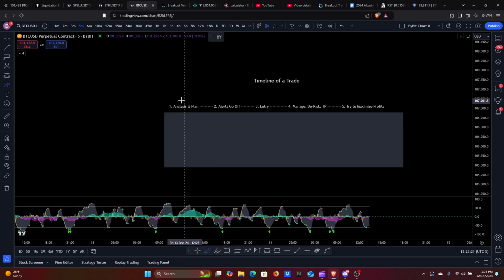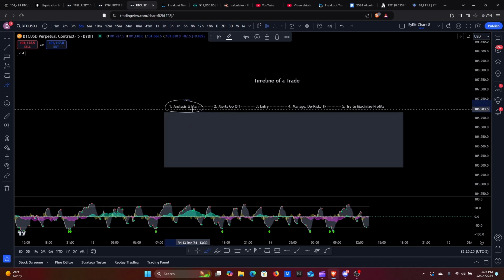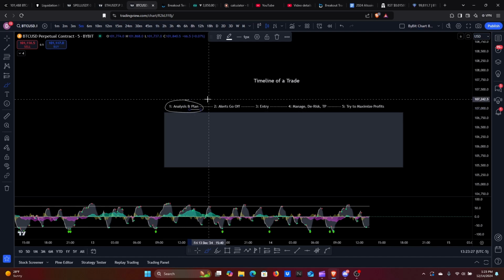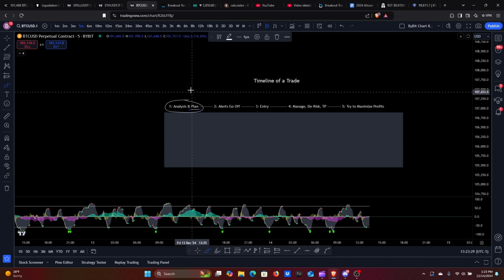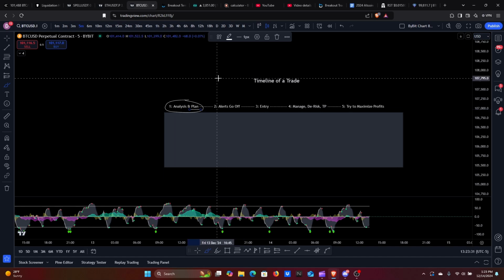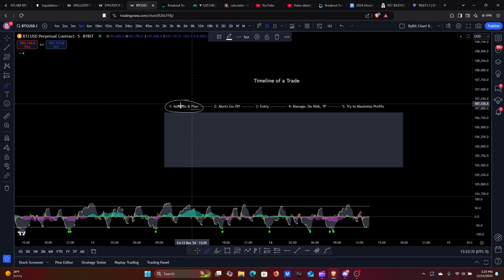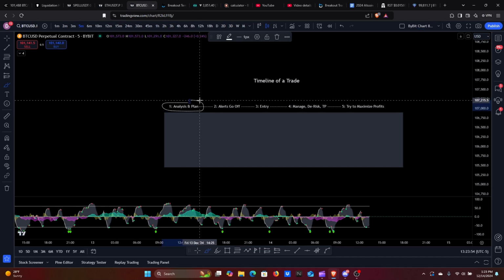So every trade, I would say, regardless of if I plan for it way ahead of time or if I just get to the charts and look at the price action, analyze it, and decide that there's a trade I want to take in the short term, I'm still going to plan for it, even if I'm only planning like 5 minutes ahead. Every trade starts off with analysis and planning. So I do my analysis, I decide what trade ideas I'm looking for, and then I set alerts.